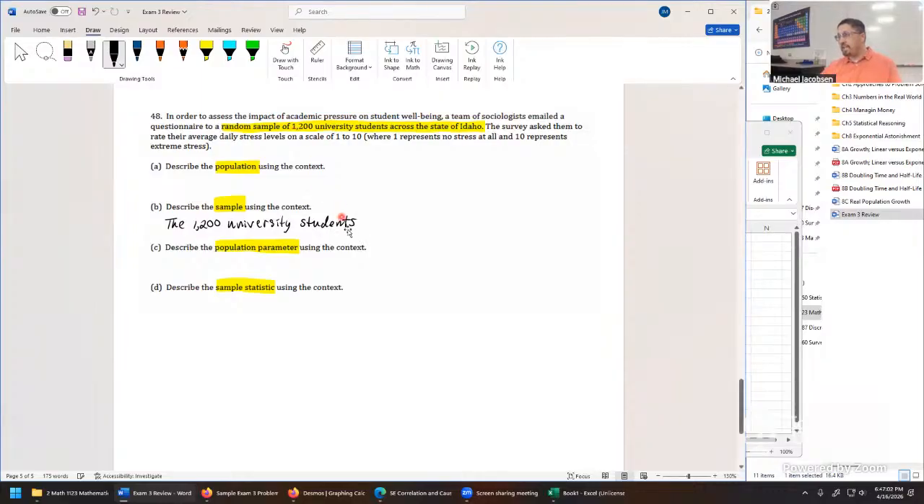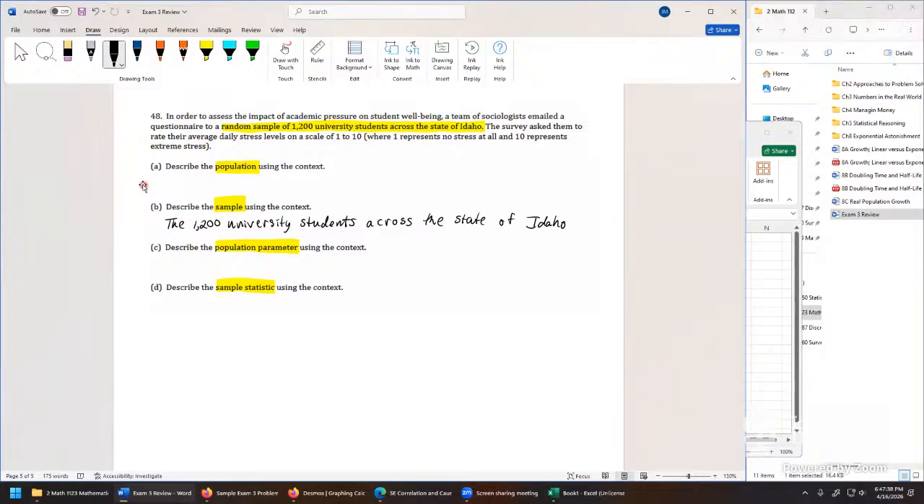You could end this and just say the 1,200 university students selected, and that would be totally fine. Describes the sample just fine. But let's be more descriptive and say across the state of Idaho. So if that's the sample, it clues us in on what the population should be. Any volunteers to say what our population must be so far?